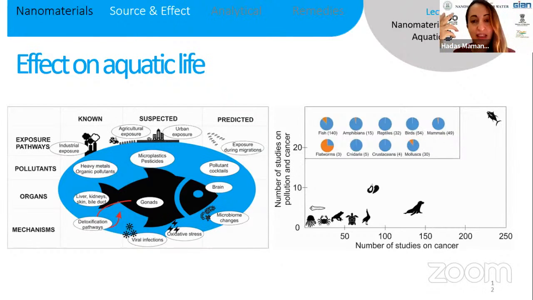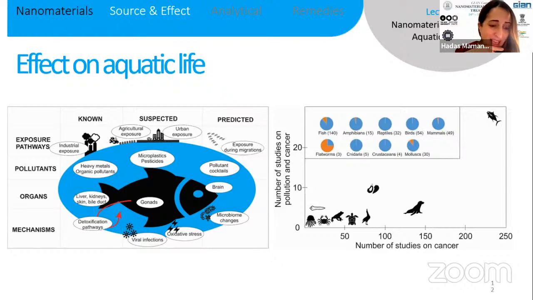In addition to that, the EU has found more than 100,000 substances that could end up in the environment and cause a threat to aquatic life. So this thing is very prevalent.